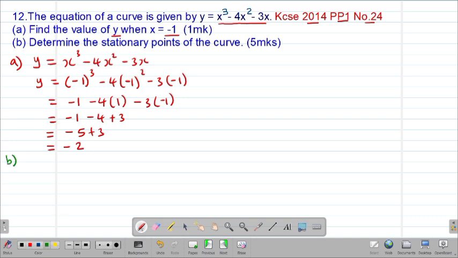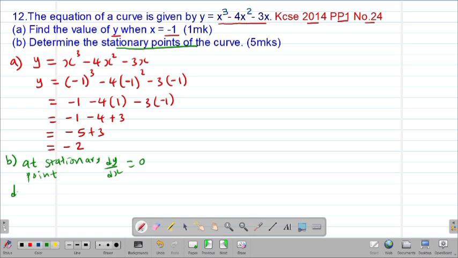So we move to part B, whereby we are told to determine the stationary points of the curve. We've said that at the stationary point, or at the turning point, the first derivative should always give you 0. So we'll say at any given stationary point, the first derivative, that is dy dx, must always be equal to 0.